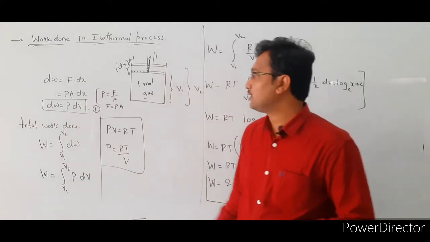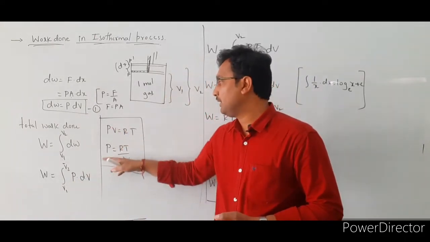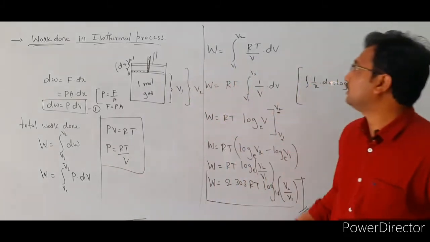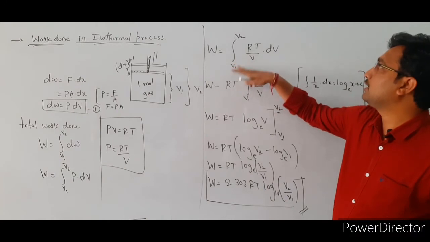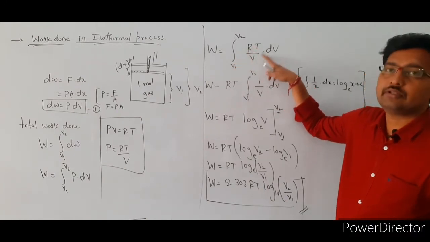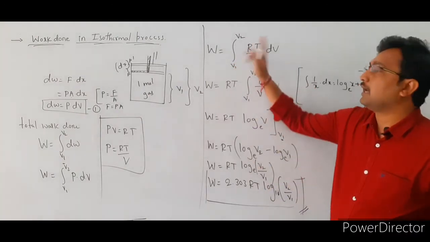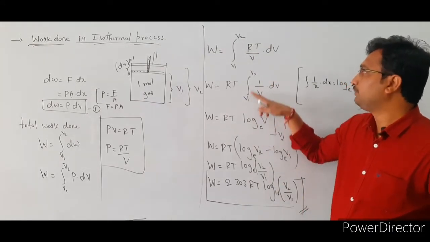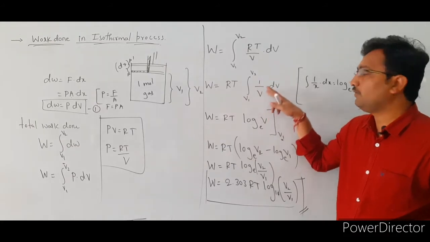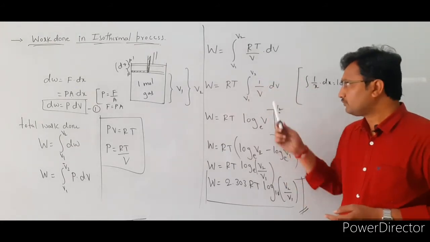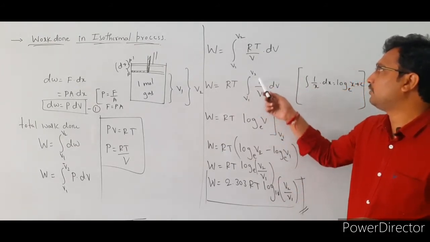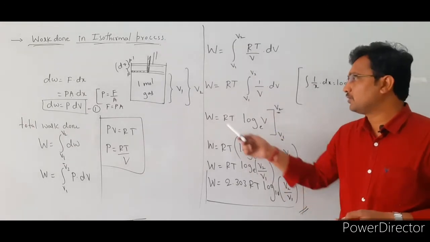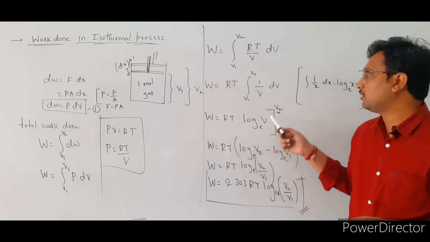From the ideal gas equation, PV is equal to RT, then P is equal to RT divided by V. Substitute the P value in this relation, then W is equal to the integration from V1 to V2 of RT divided by V with respect to dV. Here R is constant and T is also constant, take them outside, then the equation becomes the integration from V1 to V2 of 1 by V with respect to dV. The integration of 1 by V with respect to dV is log V base e, right? So W is equal to RT log V base e.